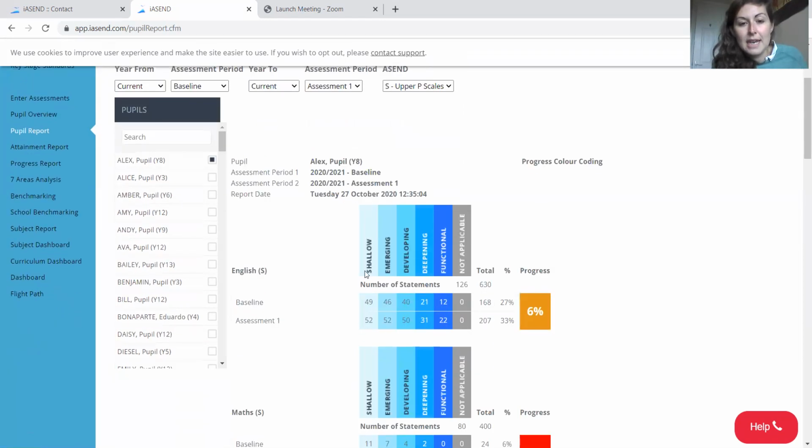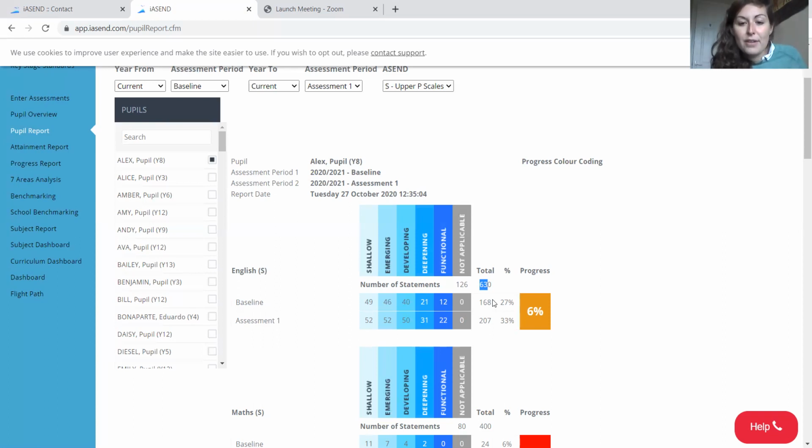So here you can see the number of statements. He achieved 49 shallow statements in baseline 1, and in assessment point 1 he got 52. In total, there are 126 statements overall for English, including writing and reading. You'll notice it also says total 630. That's because if you achieve a point in functional, that is 5 points, 4 for deepening, 3 for developing, 2 for emerging, and 1 for shallow. So in total, there are 630 points up for grabs.